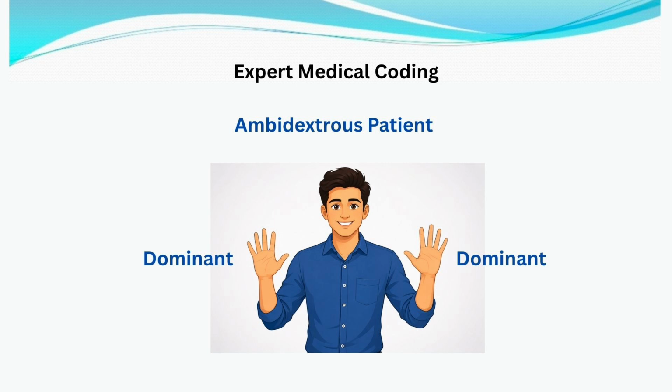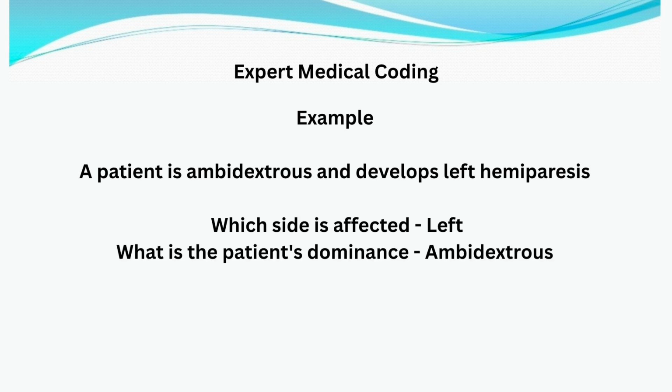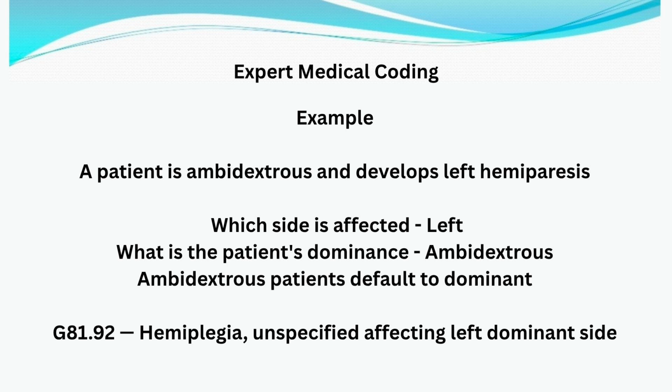Now let us see for the ambidextrous patient. The default will be the dominant for ambidextrous patients because the ambidextrous patient uses both hands equally. So either for the left or for the right, we'll use it as dominant only. Let us see an example. A patient is ambidextrous and develops left hemiparesis. So which side is affected here? It is left side. What is the patient's dominance here? Patient is ambidextrous. Ambidextrous patients default to dominant. So the code will be G81.92, hemiplegia unspecified affecting left dominant side.